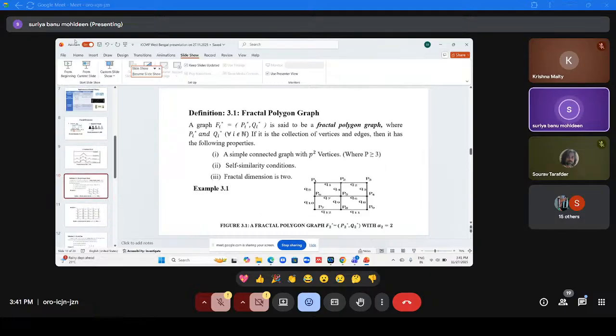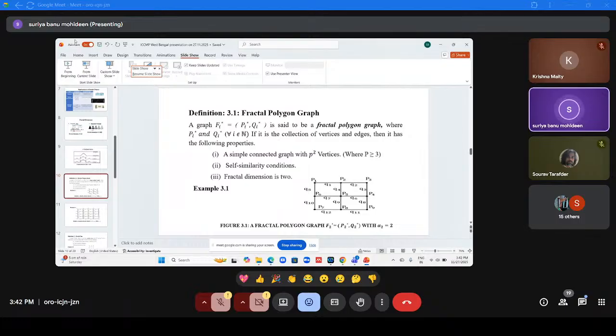So here I have defined some fractal polygon graphs. Already we know what a graph is. A graph is nothing but a collection of a set of vertices and edges. But I have defined some more conditions along with that graph. Then I can define this graph as a fractal polygon graph. What are the conditions? The first condition is that it should be a simply connected graph with p square vertices, where p is greater than or equal to 3.